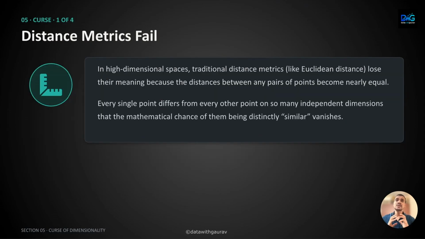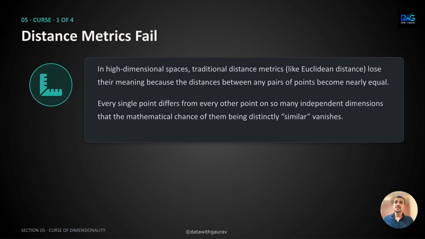Now let's begin with the first consequence of the curse of dimensionality, that is distance metrics fail. Many machine learning algorithms such as k nearest neighbor, k means clustering, and several recommendation systems rely on the idea of distance. They assume that points which are close together are more similar than points that are far apart. This assumption works well in low dimensional space. For example, imagine a two-dimensional graph. It is usually easy to identify which points are closer and which ones are far apart.